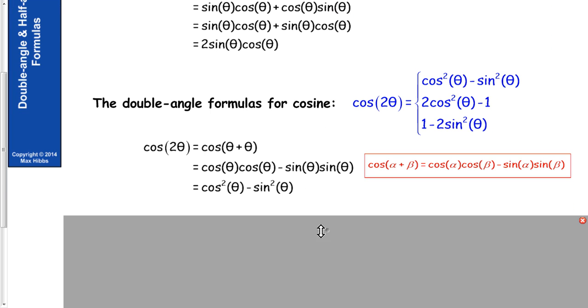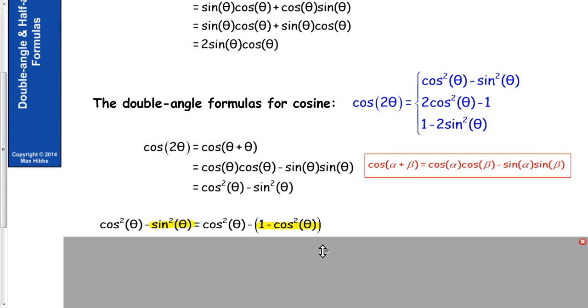Now, here's something else that we could do. Let's take this cosine squared theta minus sine squared theta. I've rewritten it here, and I'm focusing on sine squared theta. Well, sine squared theta from previous work we know is the same as 1 minus cosine squared theta.